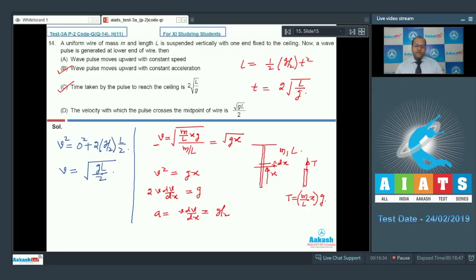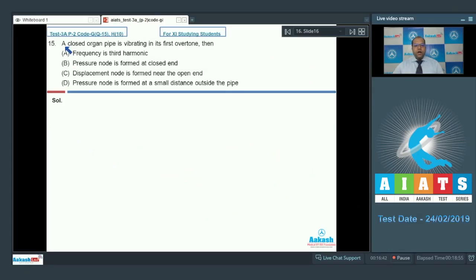Let's move to question number 15. In question number 15, a closed organ pipe is vibrating in its first overtone. So let's draw the diagram. This is the closed organ pipe and it is vibrating in its first overtone. This is the diagram of the first overtone. So this point is a displacement node, this point is a displacement node, and this point is a displacement antinode.